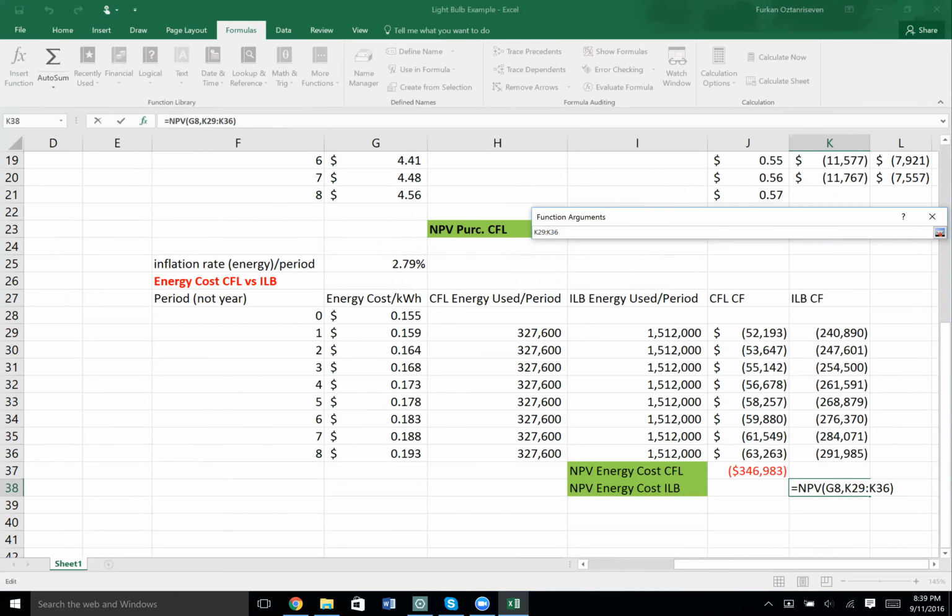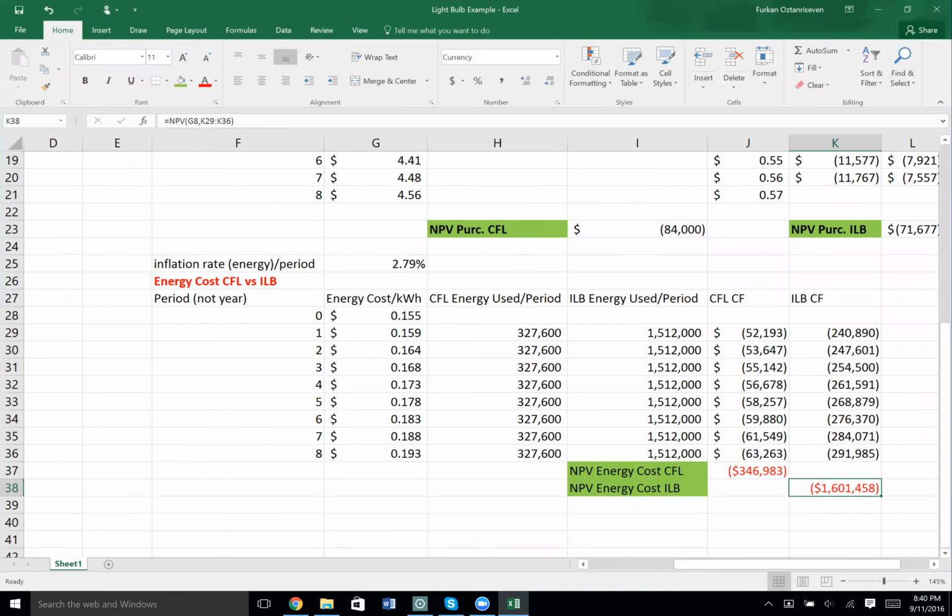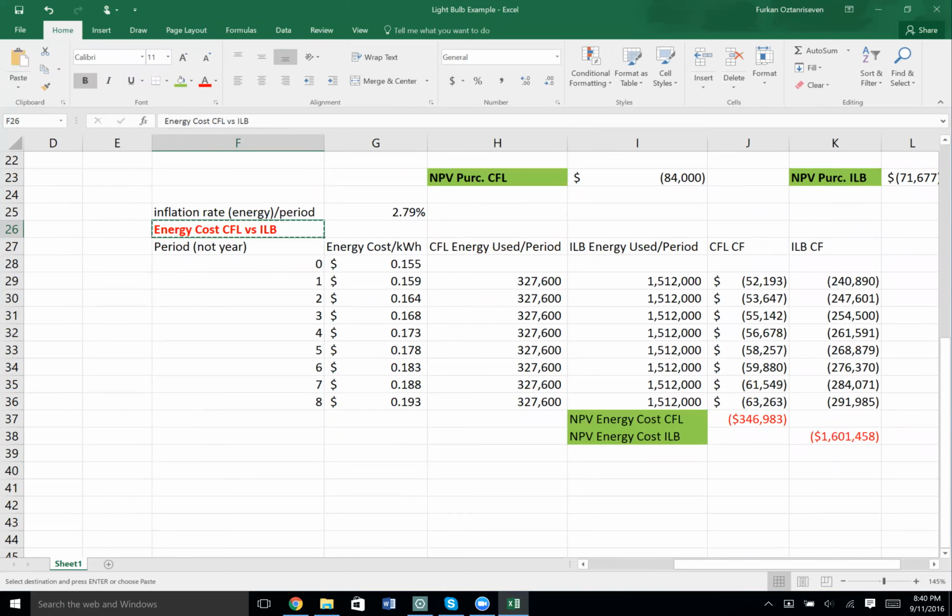So we know that it's cheaper to purchase ILB bulbs, but at the same time we saw with our energy cost calculations that ILB is really expensive in terms of energy cost. So now let's try to calculate the total cost. That is the summation of two costs, energy cost and the purchasing cost. Total cost. Can copy paste the period information again.